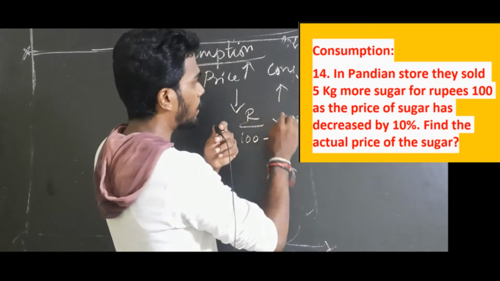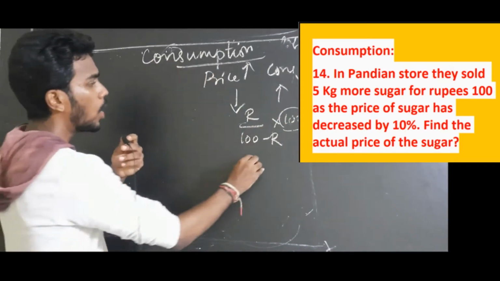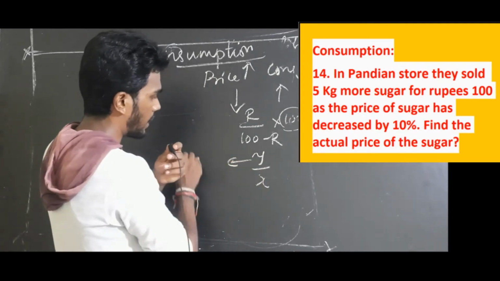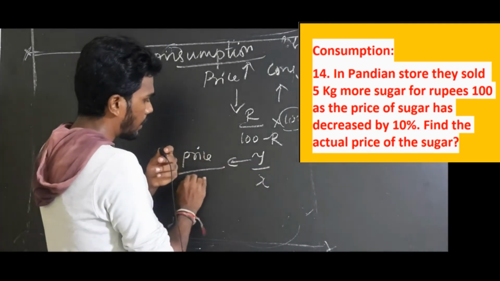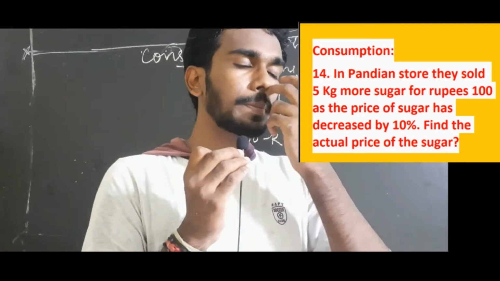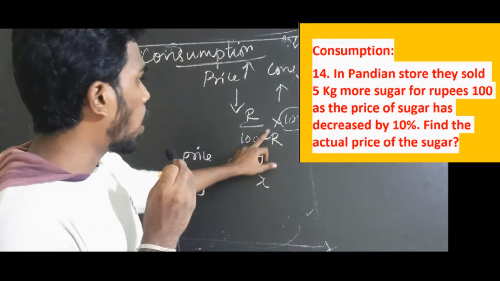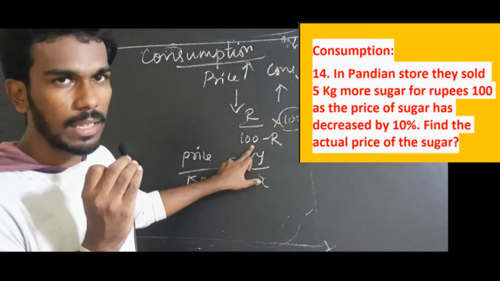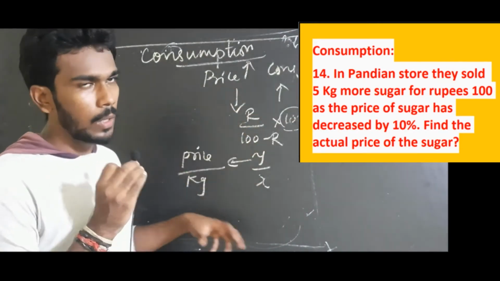Here, to calculate the price, this 100 will be replaced by Y by X, because Y is nothing but the price and X is nothing but the kilograms. So whenever they ask you the value, irrespective of the percentage, we have to alter this 100 by Y by X. Y is nothing but the price and X is nothing but the kilogram consumed.